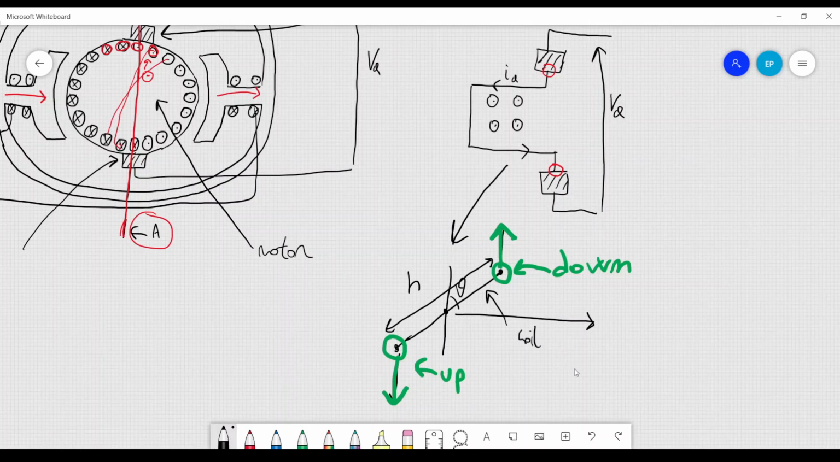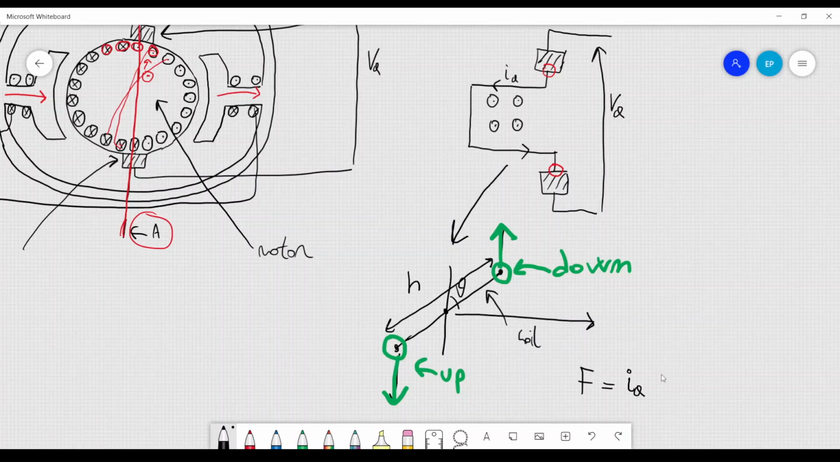The force, according to Ampere's theorem, is equal to the current that I will call I sub A. This subscript is related to this one here. It is called A because it is related to the armature circuit that I'm going to discuss in more detail next time. But it is a current, the current inside this coil.